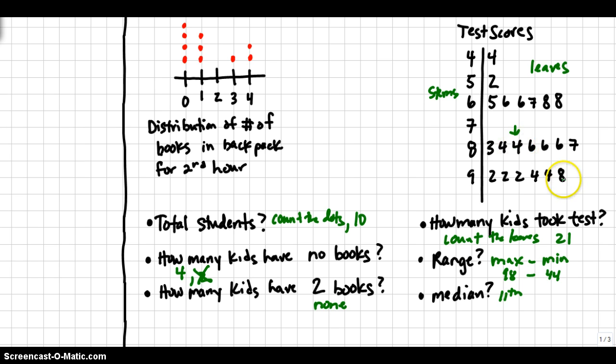But now let's verify that by counting from the top end back. So if we start here, we want to make sure that we're going from right to left. So 1, 2, 3, 4, 5, 6, 7, 8, 9, 10, 11. So indeed, the 84 is the median score.